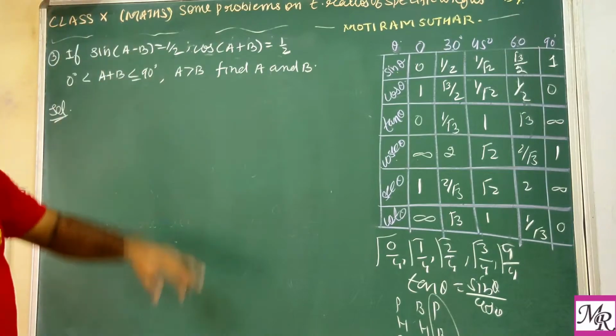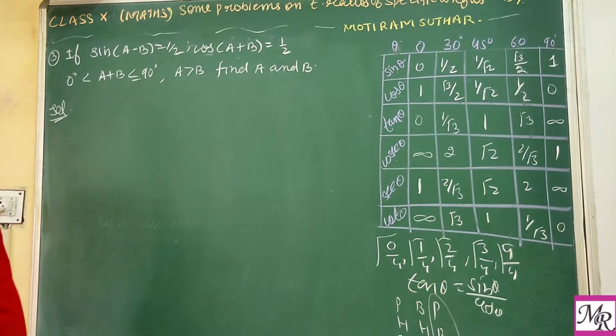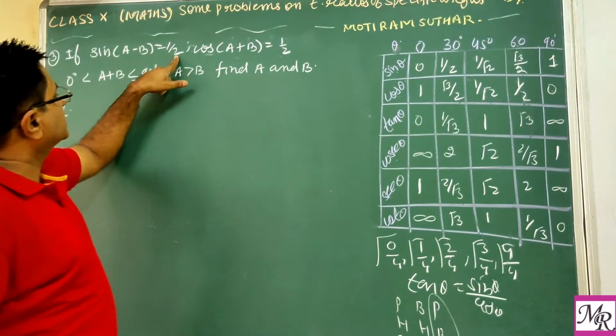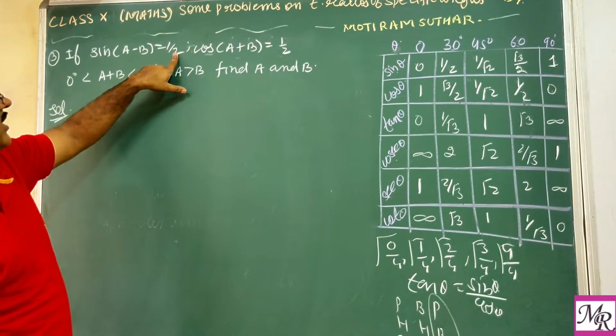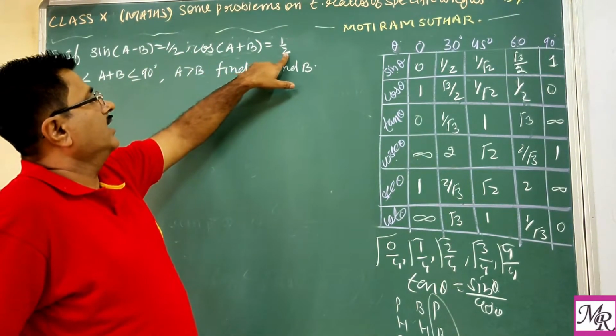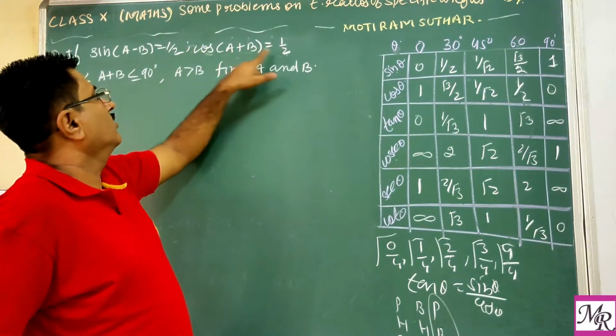Here we have to identify at what angle the value of sine is 1/2, and at what angle the value of cos is 1/2. So we see the value on the right hand side.